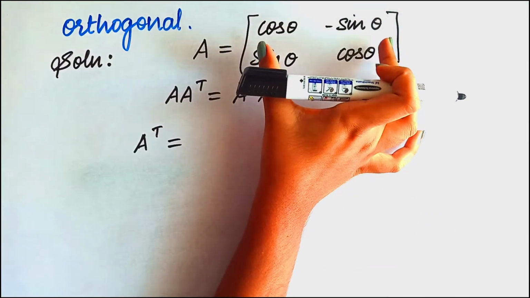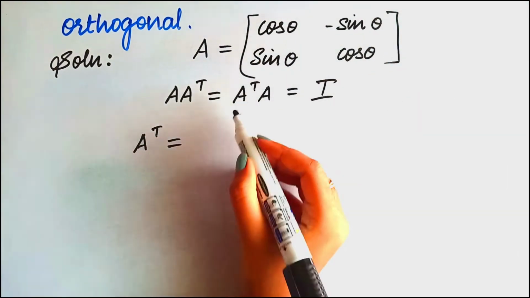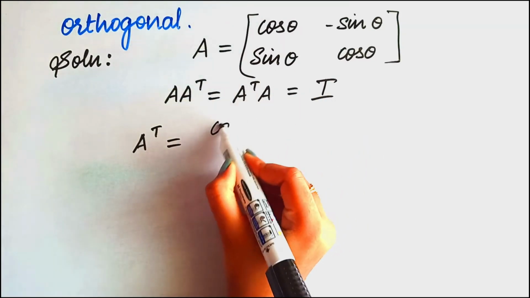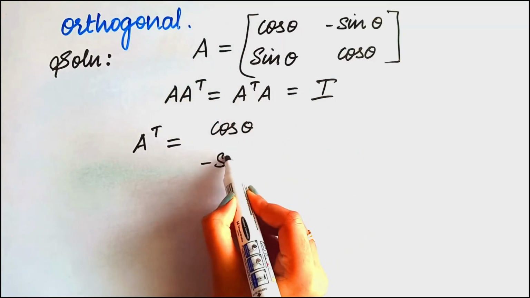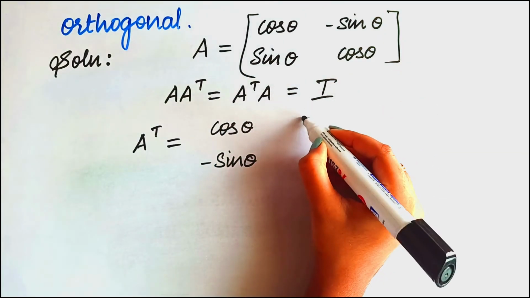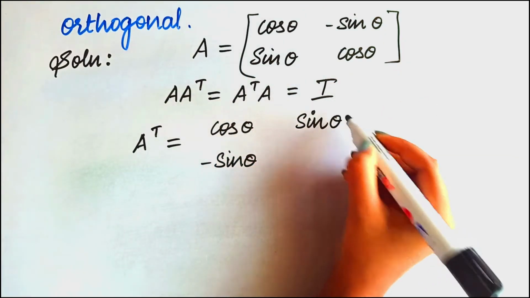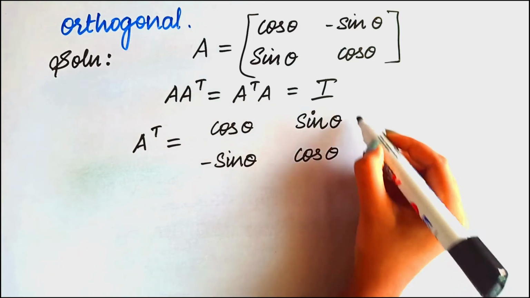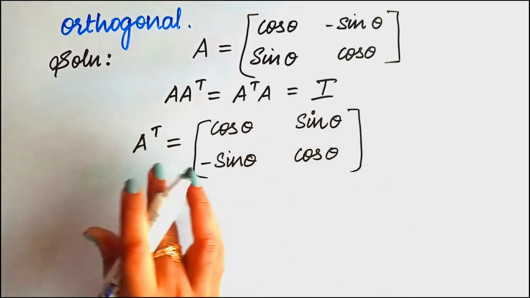So what's the first row of A? Cos theta and minus sin theta. So you have to put that in the column: cos theta and minus sin theta. And then the second row, which is sin theta and cos theta, put that in a column, which is sin theta and cos theta. So this is our A transpose.